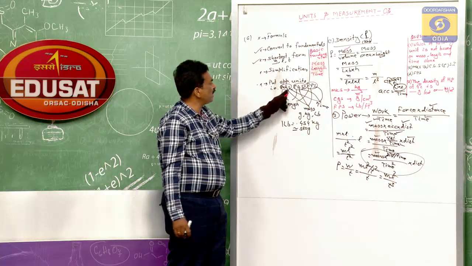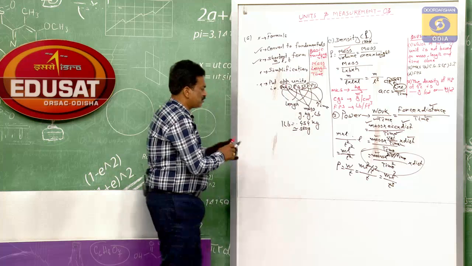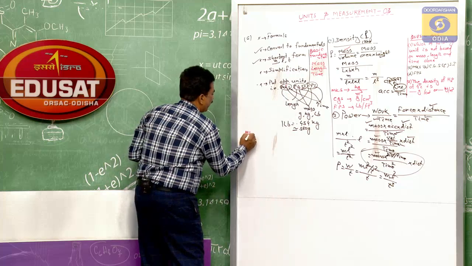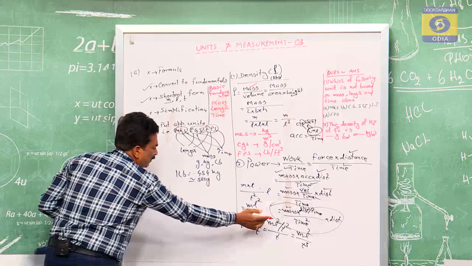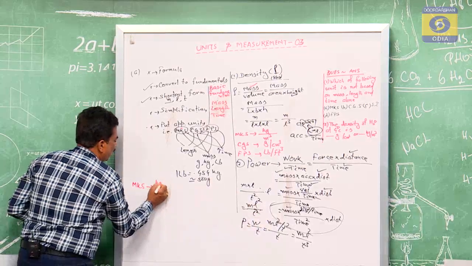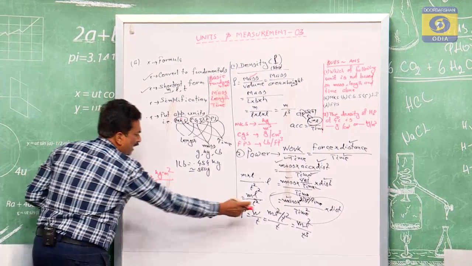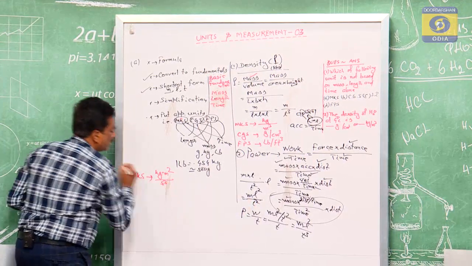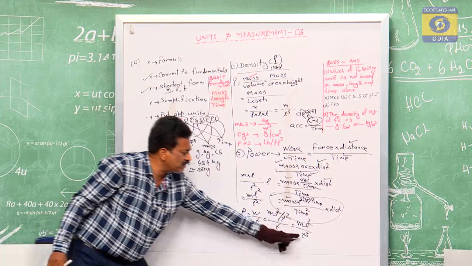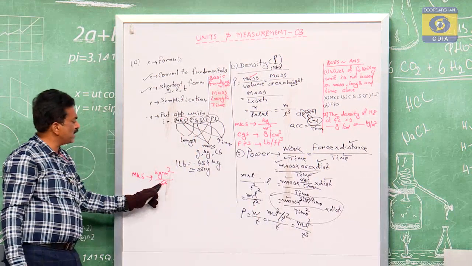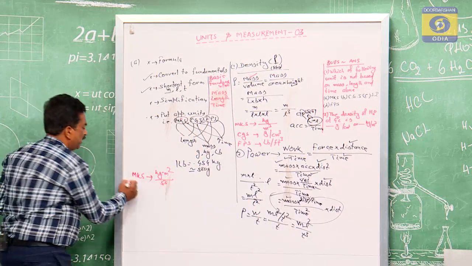The fourth one is the MKS, CGS, FPS. So if you go for the MKS, M means kg, L means meter. So that is the meter square by time, that is second cube, because this is the t cube. T for second, cube will be cube.